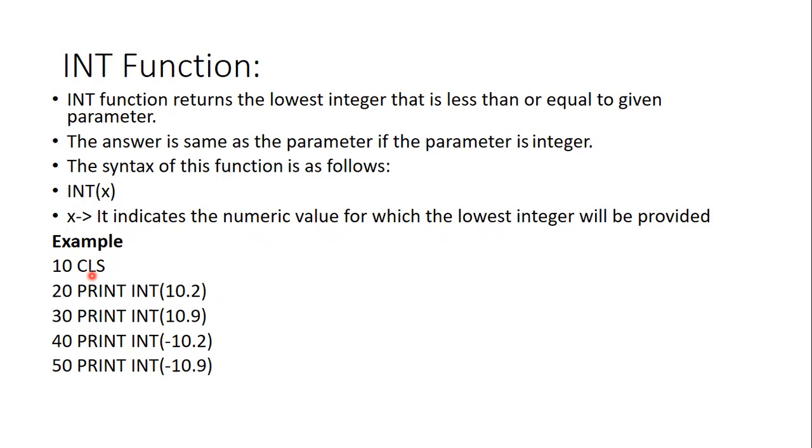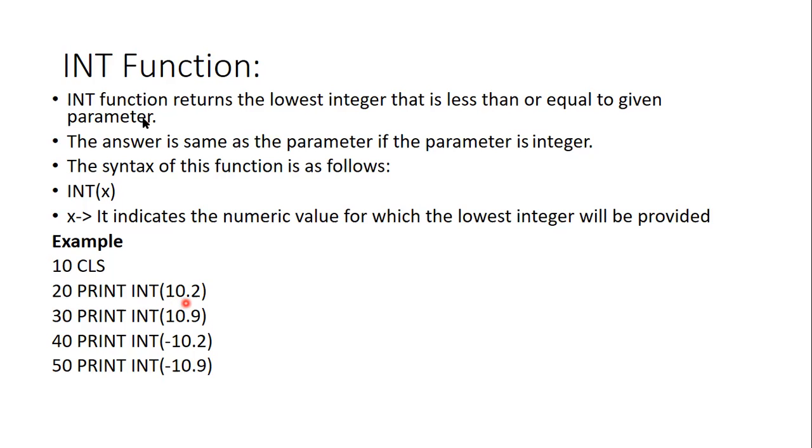The first statement is a CLS statement that is used to clear the screen. Next there's a print statement along with the use of the INT function. In the very first INT function, the value which is passed as a parameter, why am I calling it a parameter again and again? Because this is a function, INT, and the values which are being passed are known as parameters, or arguments. So whatever value is passed here is called a parameter or argument.